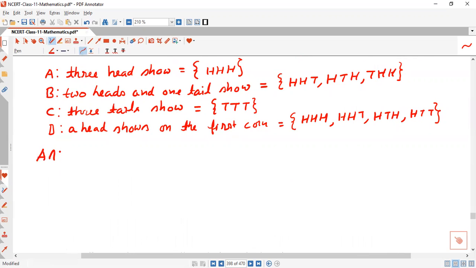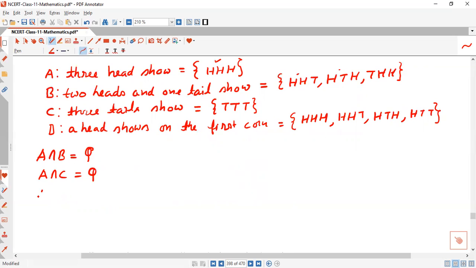A intersection B. Is anything common? HHH. Here there is no HHH. So you see here A, and this is B. Nothing is common. So we say it is phi. A intersection C. See HHH in A, and here in C is TTT. Nothing is common. No element is common. So again, you can say it is phi.